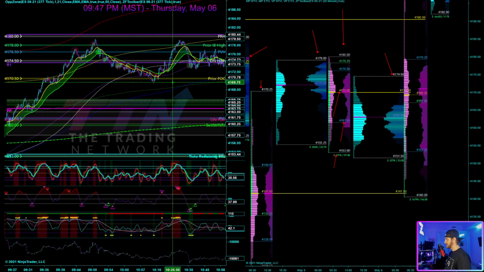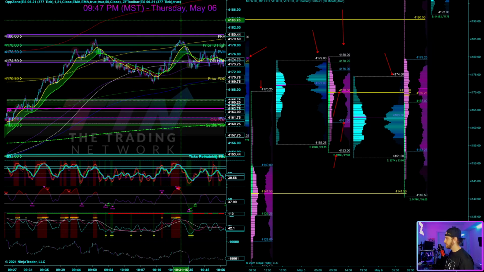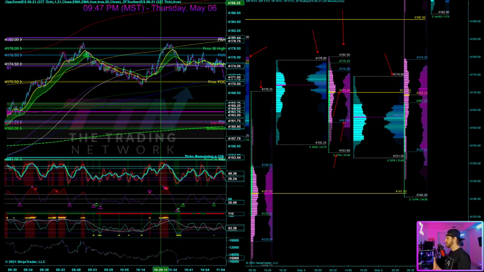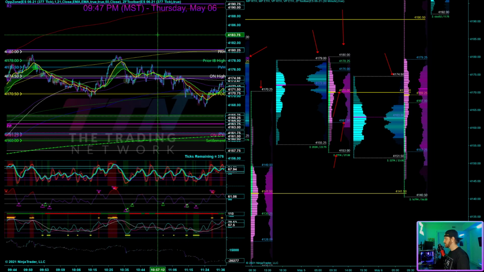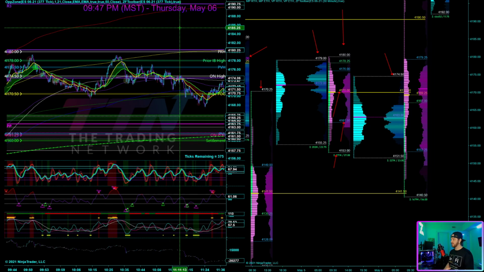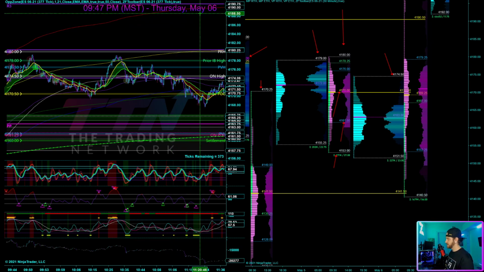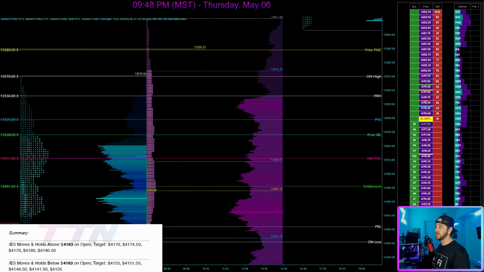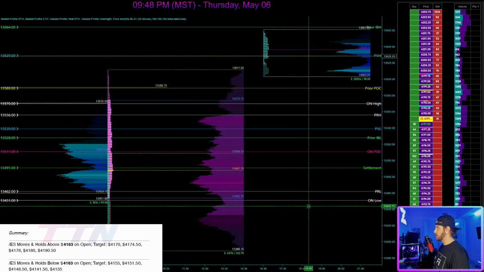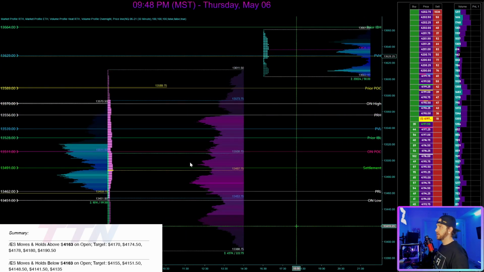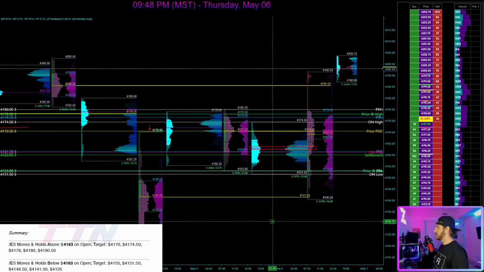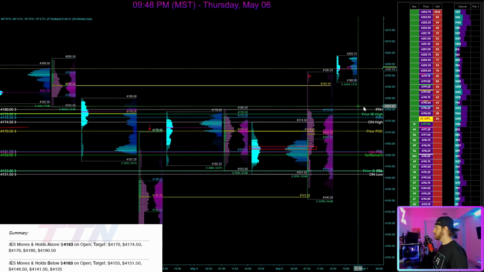Look at this beautiful test of prior POC once again. And you guys can see, even just plotting these profile levels, if you don't have the TTN indicator package, can offer up a lot of opportunity, a lot of edge, and help you build a lot of confidence in your trading. So that is all for the tangent that I want to go on in that regard, but something that I wanted to make sure to point out to you guys as well. So let us move back into ES, and we will get into the targets and start wrapping up here.